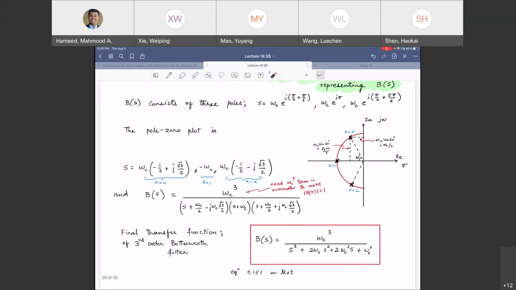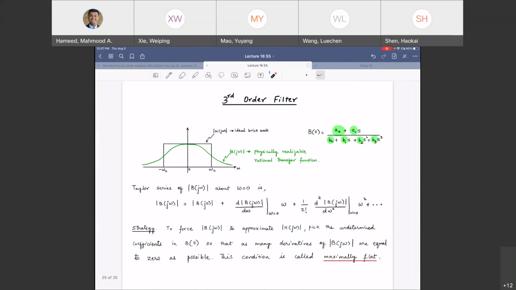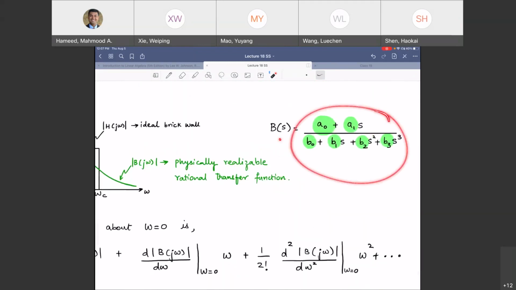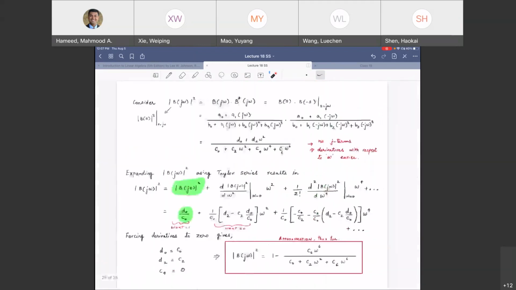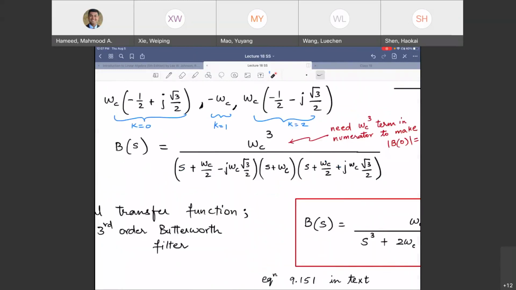Now, once you have the poles, you can rewrite your B of j omega, right? What is B of S? B of S is some function in S, and the denominator is a polynomial in S cubed. I know what that is going to be because I know the factors now.